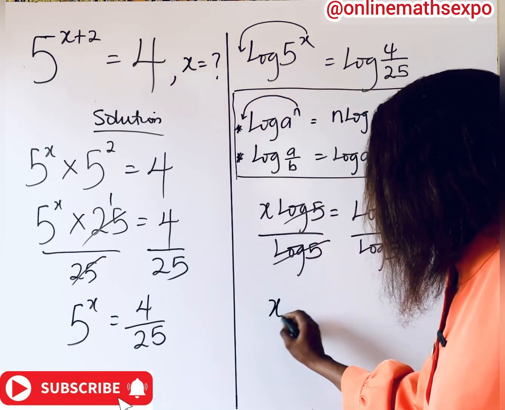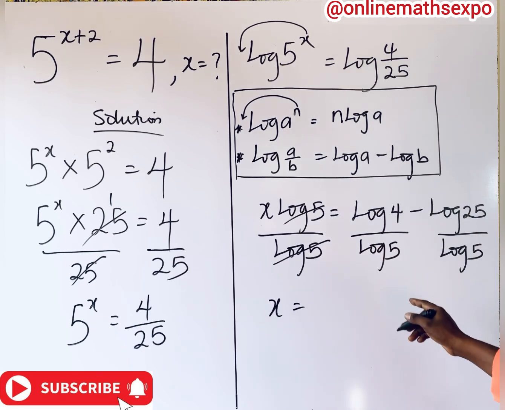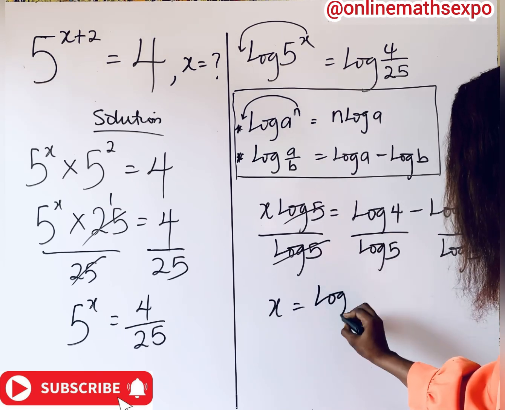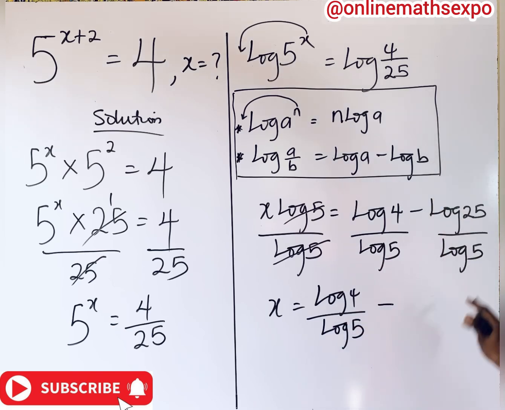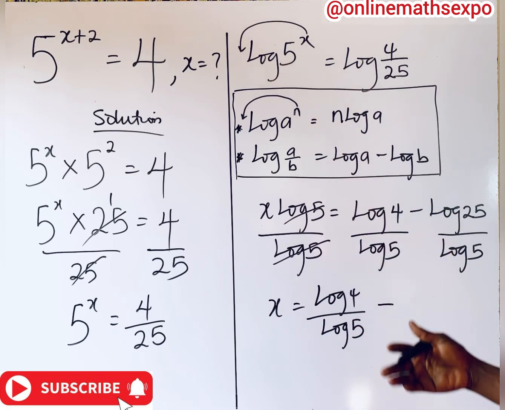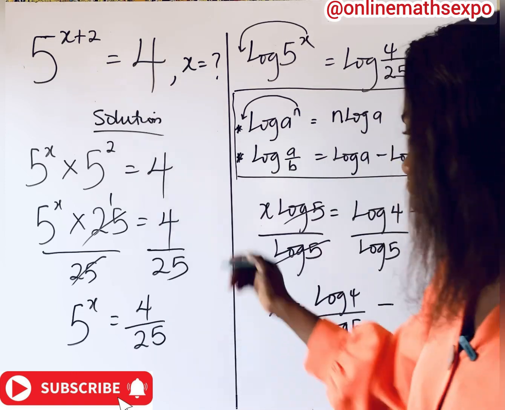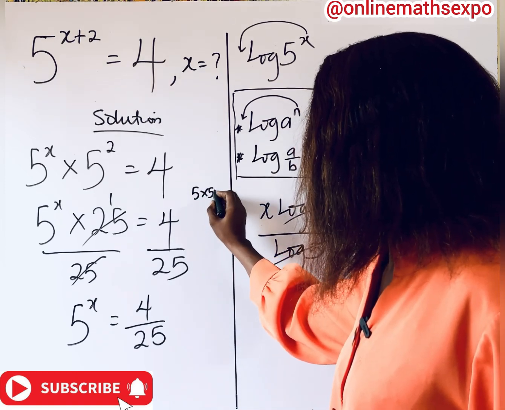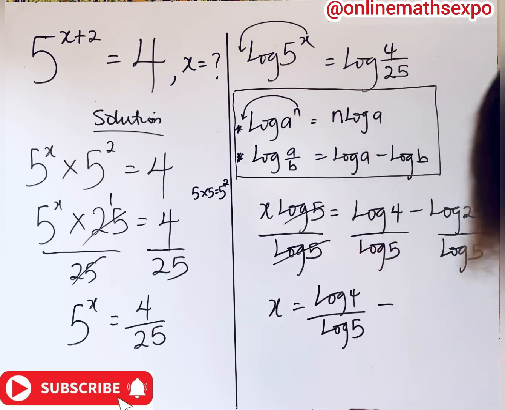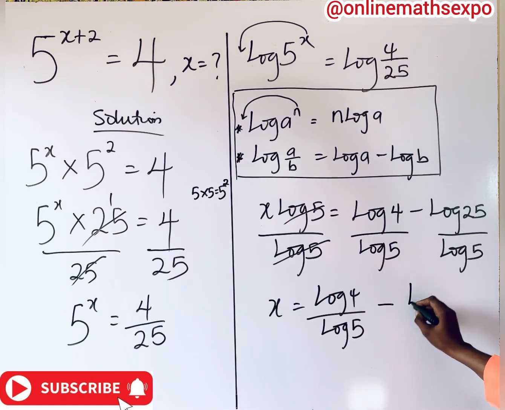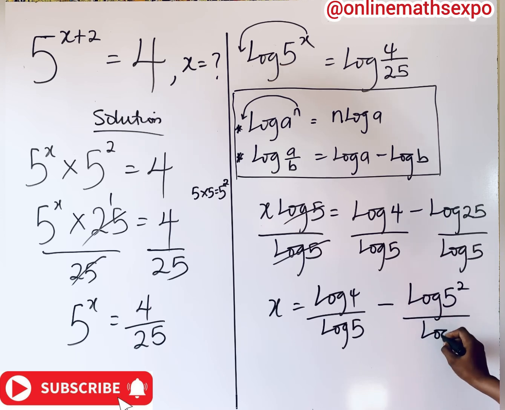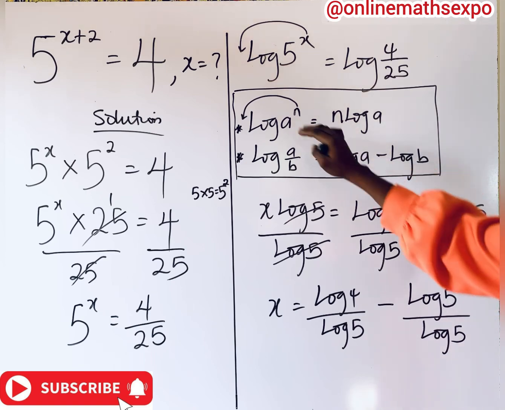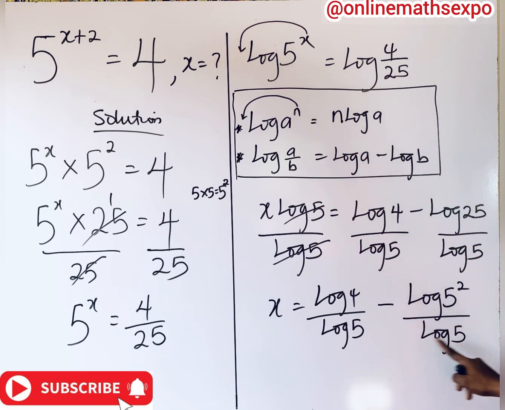So we are left with x is equal to log 4 all over log 5 minus, for 25, 25 can be expressed as a product of 5, which is 5 times 5, and that is 5 squared. Okay, so in that case, we can replace this as log 5 squared all over log 5. What do we do again? Let's remember this rule again and use it to simplify this.